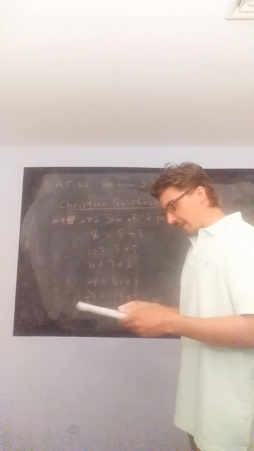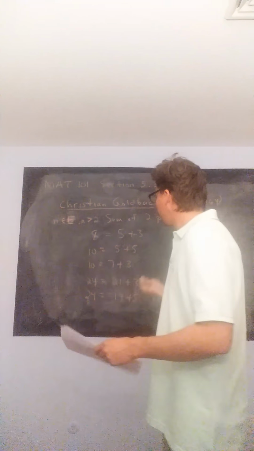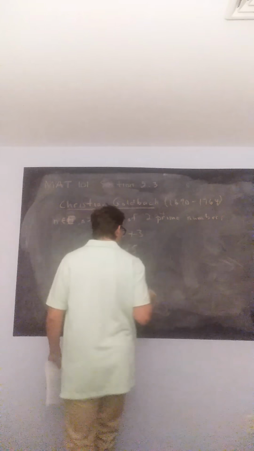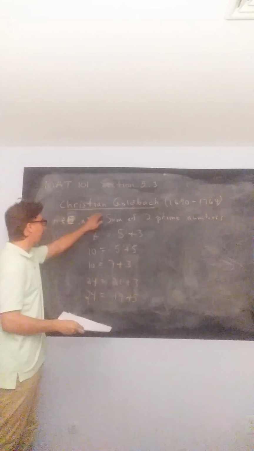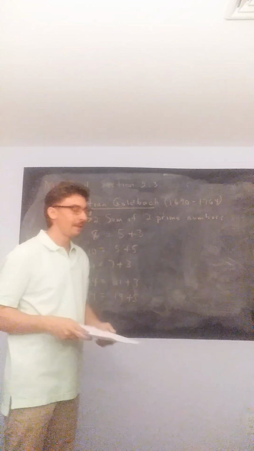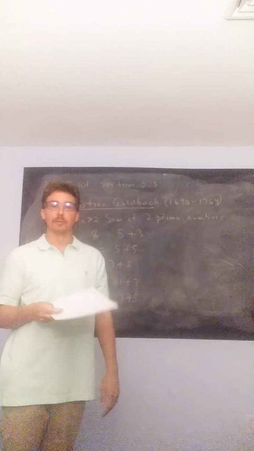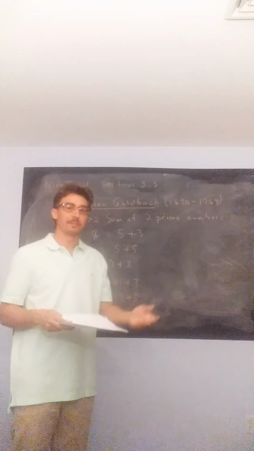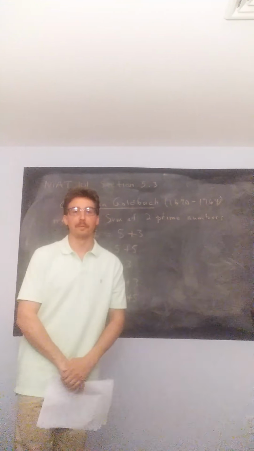So with that being said, that's the end of section 5.3: perfect, abundant, deficient numbers and the Goldbach conjecture. So hopefully I helped you with some of your exercises in the text. Tomorrow I will do another video for you on section 5.4, which is greatest common factor and least common multiple.